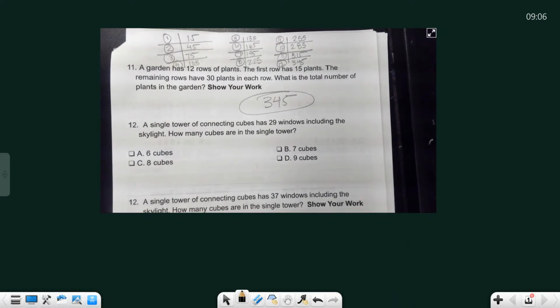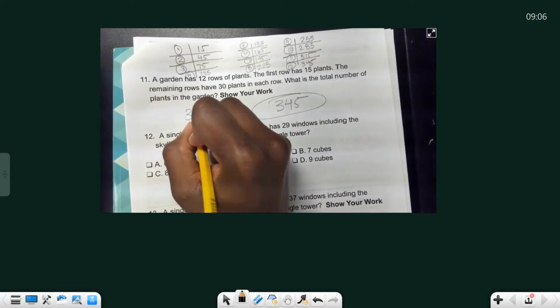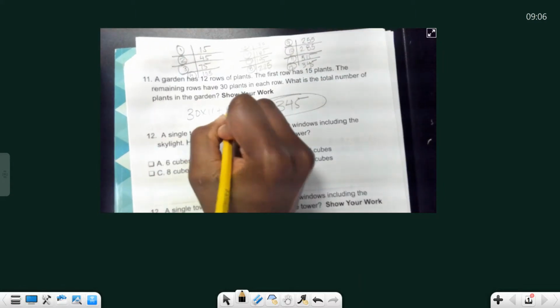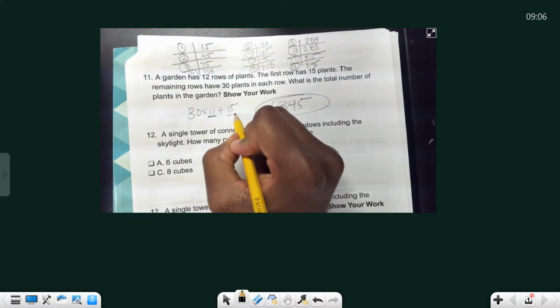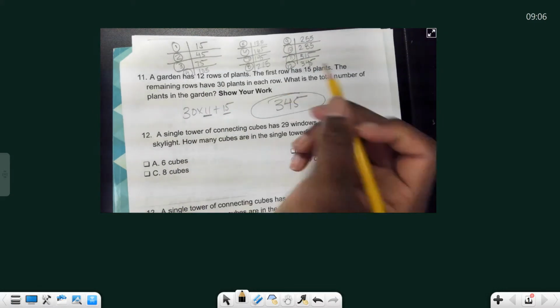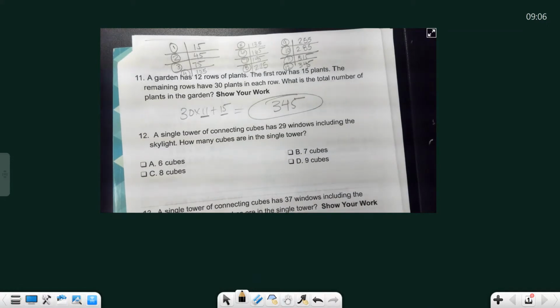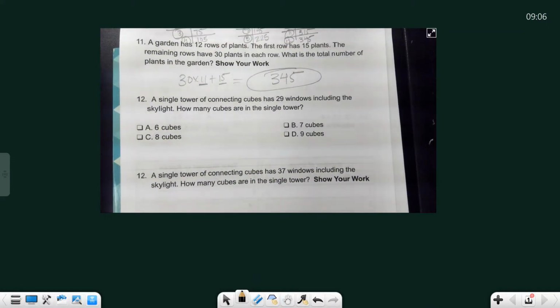30 times 11 and then add 15. That's also true. You could do 30 times 11 plus 15. The 11 represents the 30 plants behind the 15, and that gives you 12 rows, which is equal to 345. All right, now, number 12.